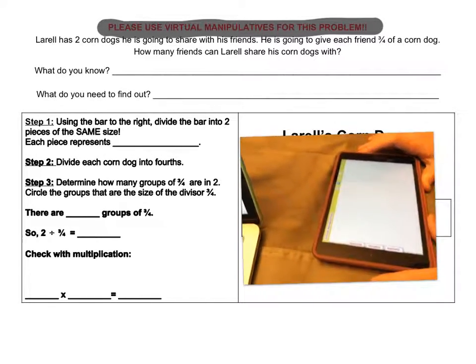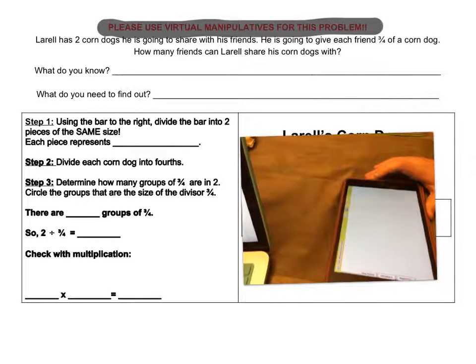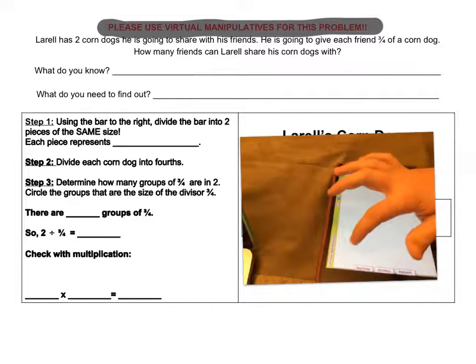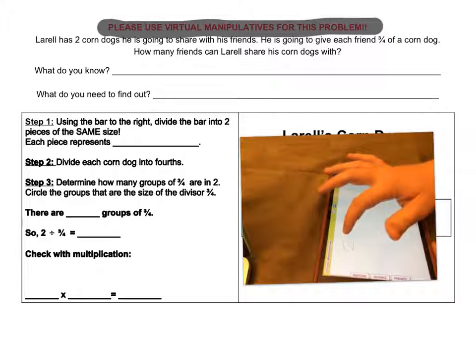Okay, now, the problem that we want to do is 2 divided by 3/4. So the first thing you want to do always is write the problem. So Dylan, use the pencil and write 2 divided by 3/4. By what? 3/4.